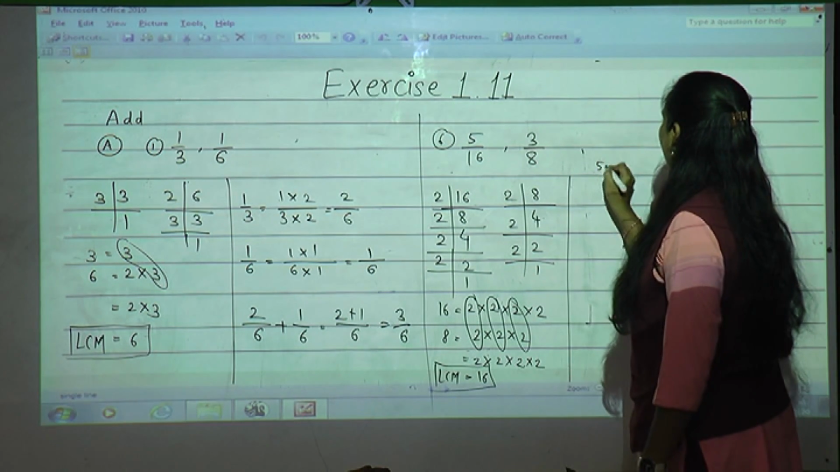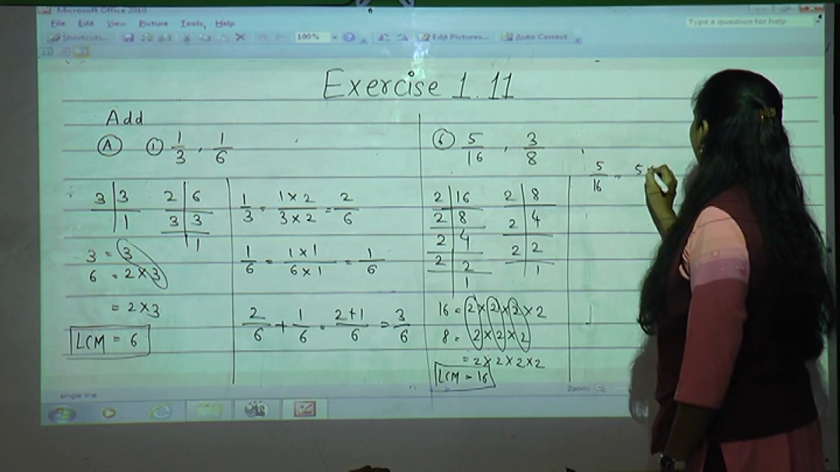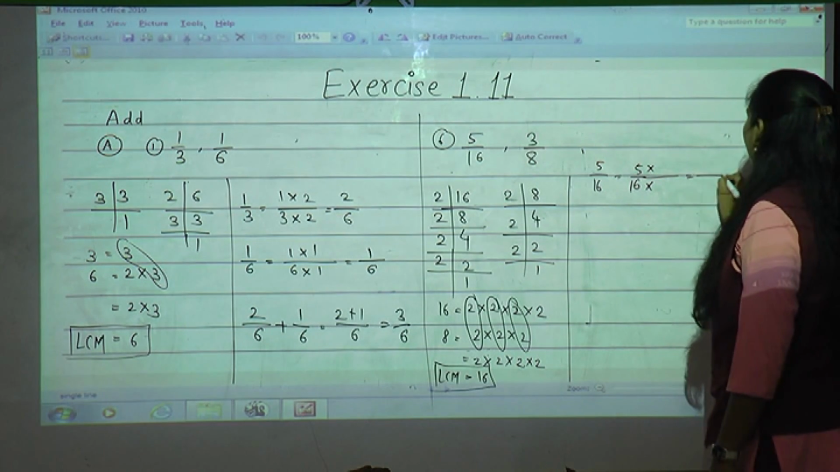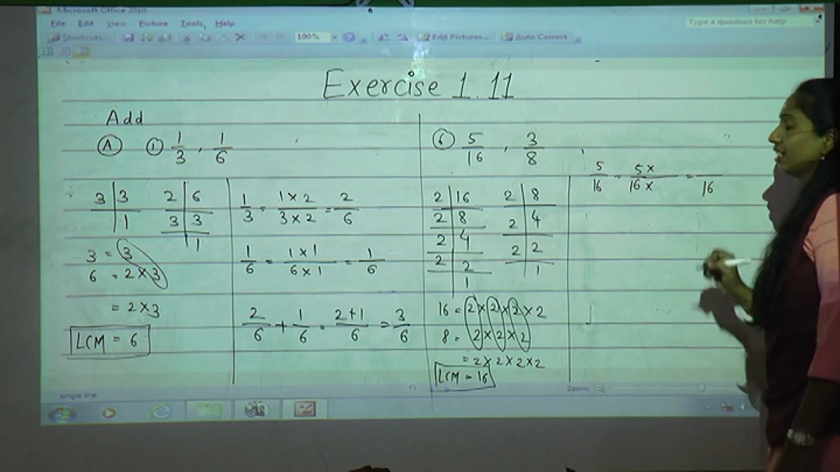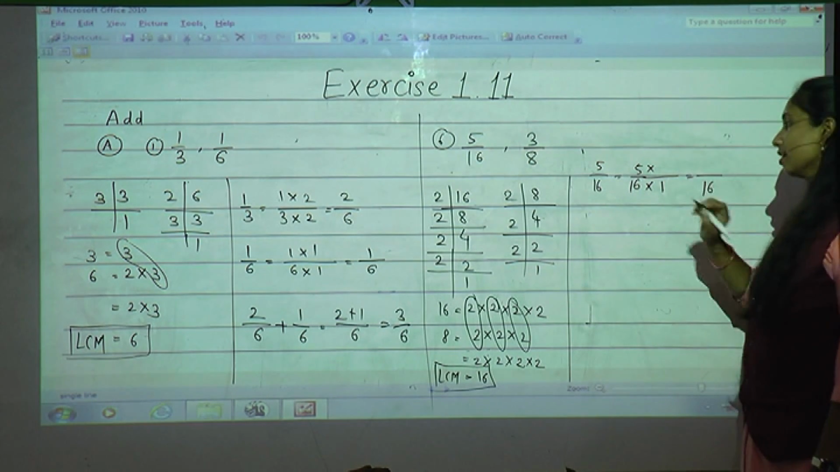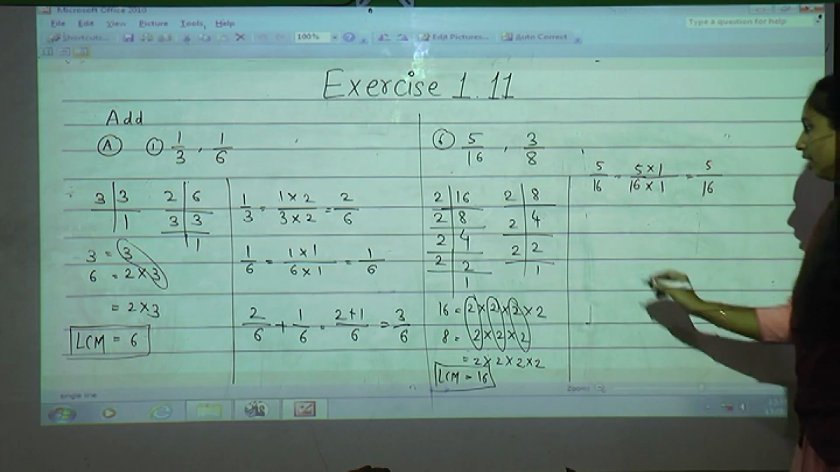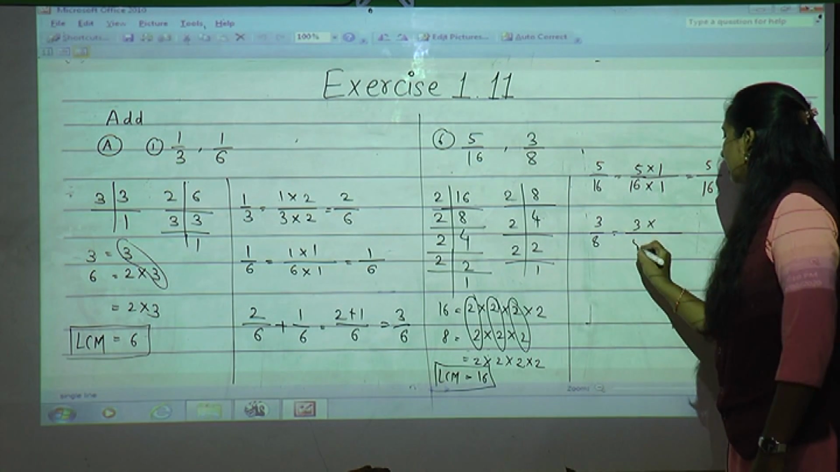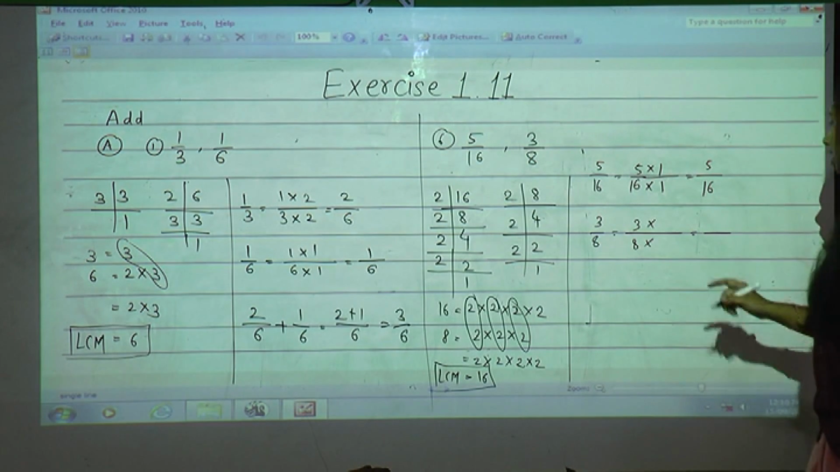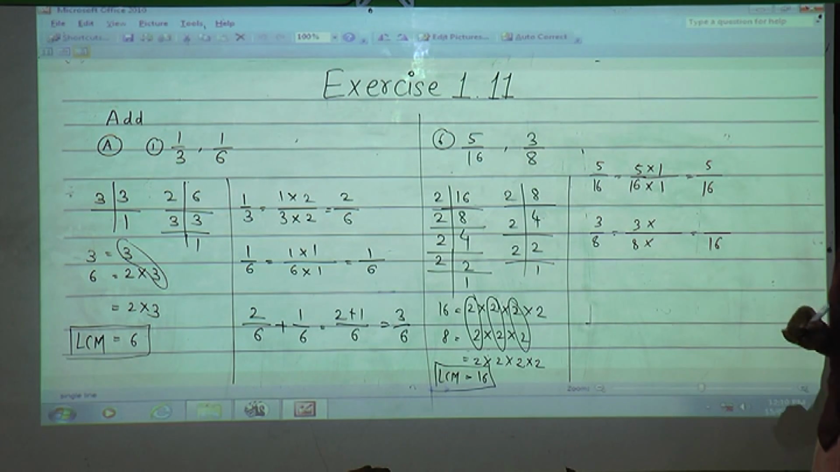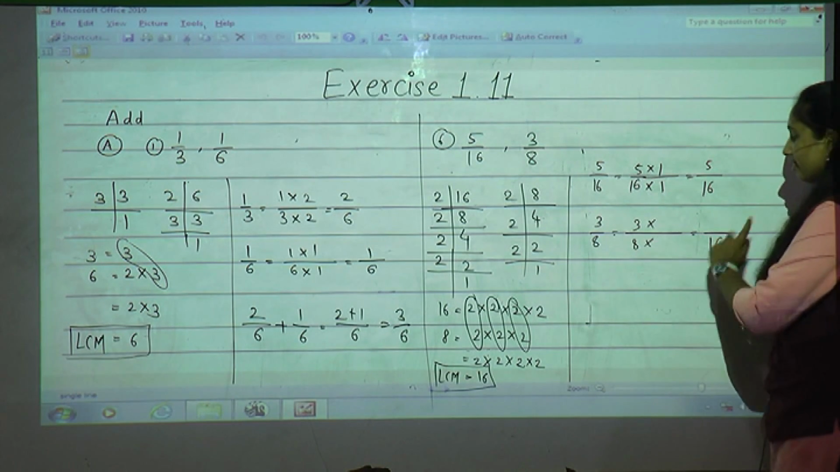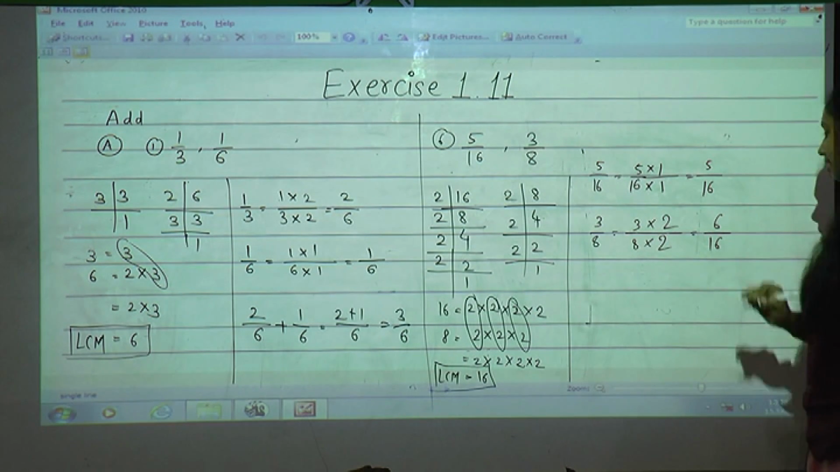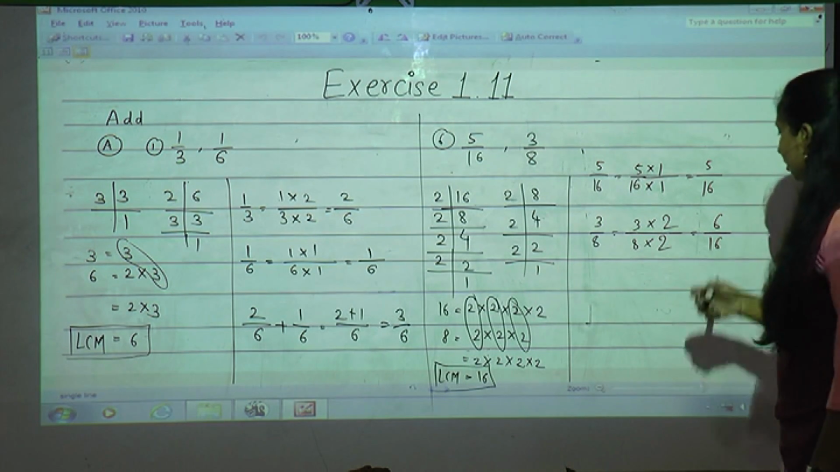See, 5 upon 16 is equal to 5 multiplied by... The denominator should become the LCM, that is 16. So 16 ones are 16, here also 1, 5 ones are 5. Now 3 upon 8. 3 multiplied by 8 multiplied by... Now here what will come? What should come is 16. So what 8s are 16? 8 2s are 16. So here also 2. 3 2s are 6. So we got same denominators.